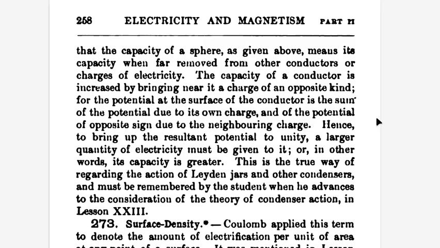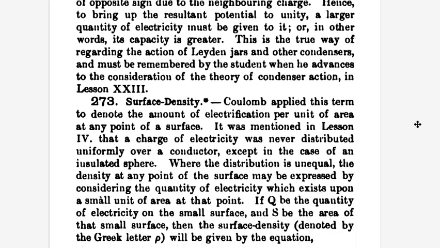Hence, to bring up the resultant potential to unity, a larger quantity of electricity must be given to it, or, in other words, its capacity is greater. This is the true way of regarding the action of Leyden jars and other condensers, and must be remembered by the student when he advances to the consideration of the theory of condenser action in Lesson 23.